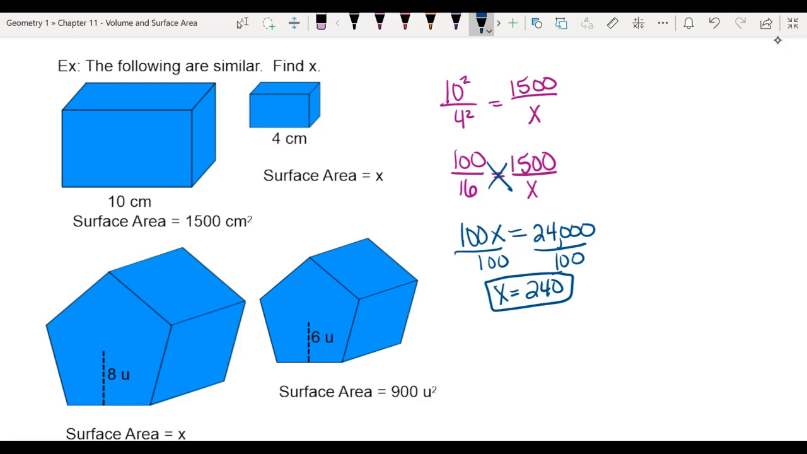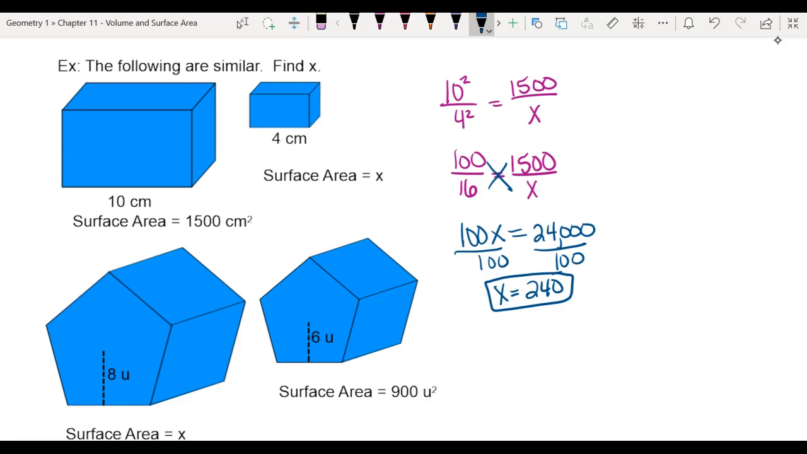So with surface area, you square the side lengths and set it equal to the surface areas over each other. The reason you don't square surface areas is they are already squared. That's why we put a unit squared after it. Then you cross multiply and divide by whichever one was with your x. Do you guys feel like you need to do an example of that one on your own?